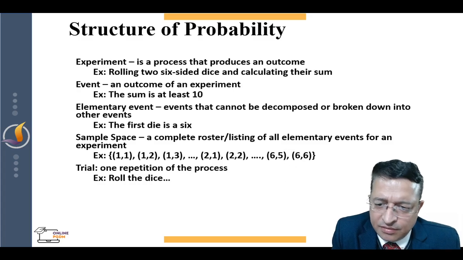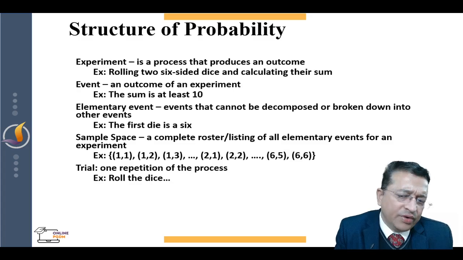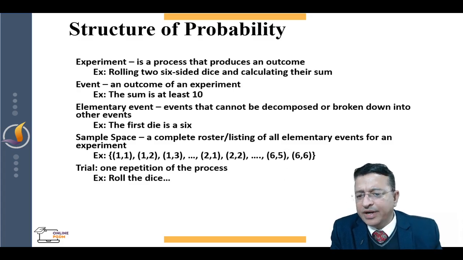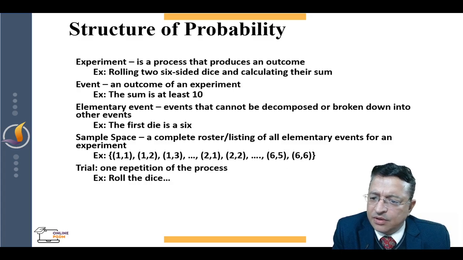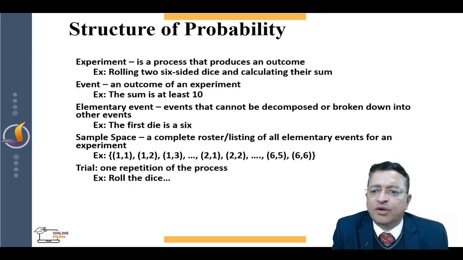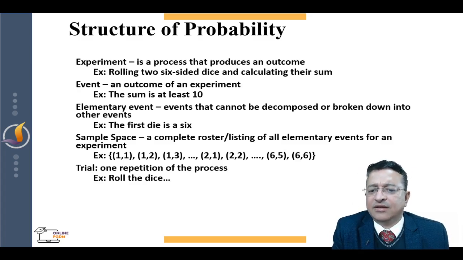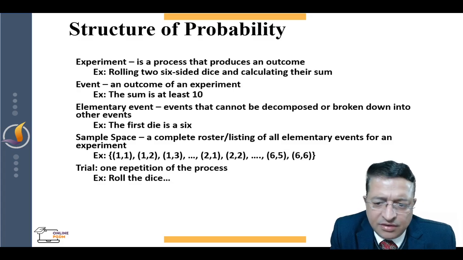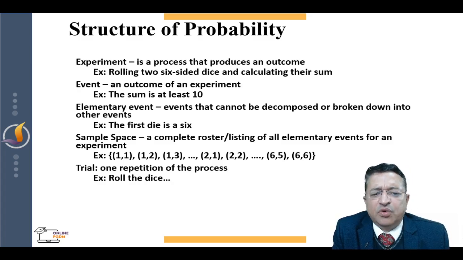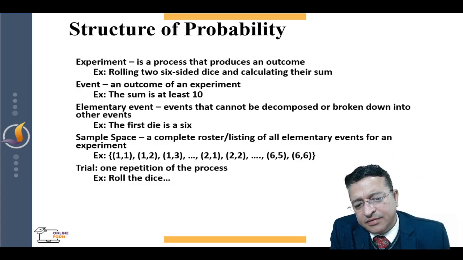Suppose we toss a die. Tossing a die would be your experiment, but the outcome, suppose 1 appears or 2 appears or any number appears, that would be your event. An elementary event cannot be decomposed or broken down into other events. Like in the case of a single die, 6 faces are there, so we cannot divide these events further. Then sample space: the complete roster, a listing of all elementary events for an experiment.